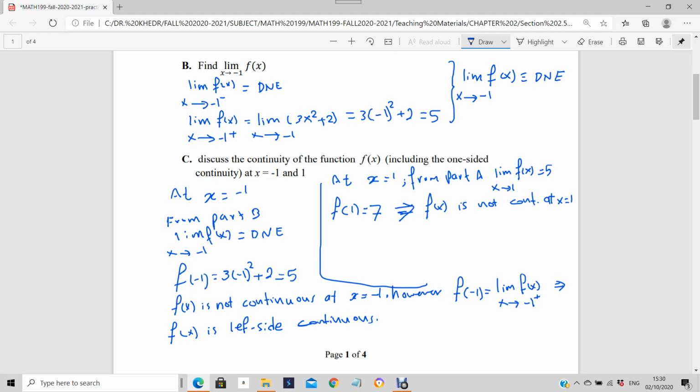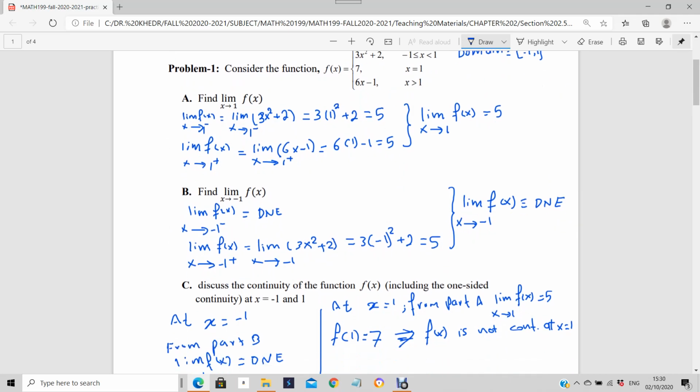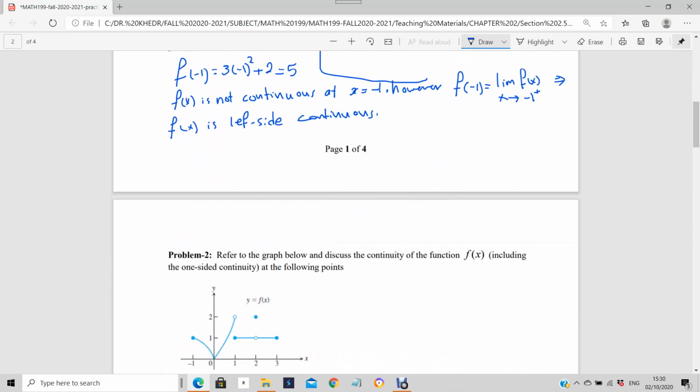At x equals 1, the limit exists and is equivalent to 5 as x approaches 1. The value of the function at x equals 1 is 7. So the limit does not equal the value of the function, hence the function is not continuous at x equals 1. Okay, so I hope you understood the solution of these kind of questions.